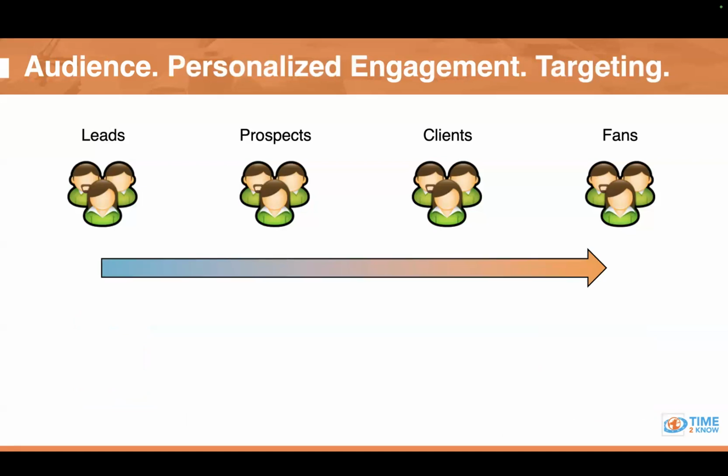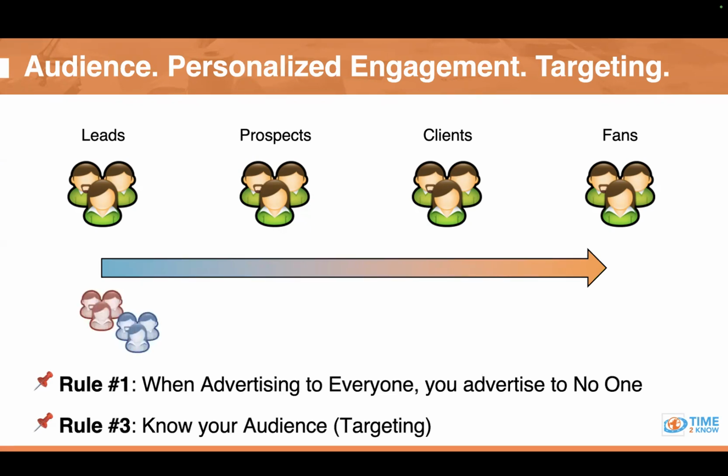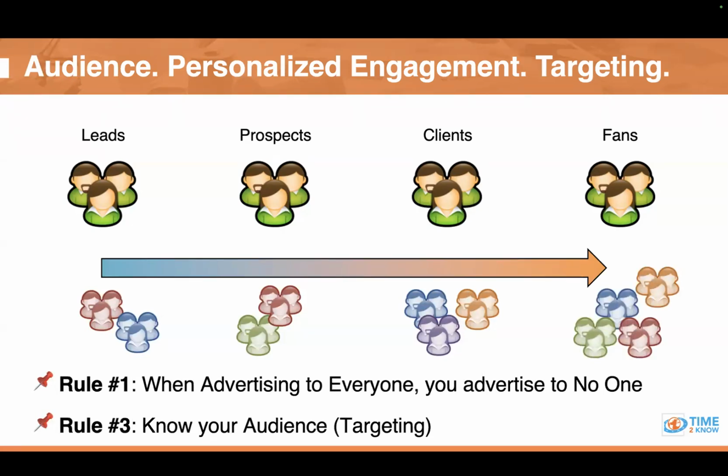Okay, the next way of looking at your audience is by focusing on them for creating personalized engagement, which is, as it is called in marketing, targeting. So this is very much aligned with rule number one, and that is when advertising to everyone, you are advertising to no one. In that case, knowing your audience allows you to create such support in their customer journey so that they can convert faster and they can convert at all, you know? So I'm representing this in the following way. You have different target groups which are engaged with your business.